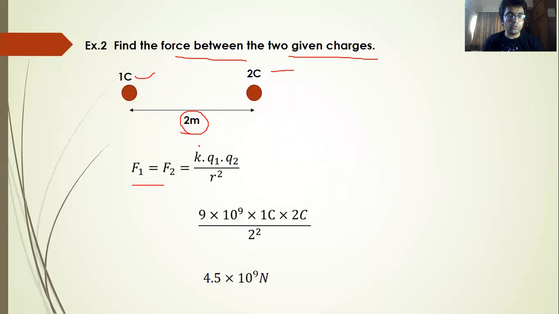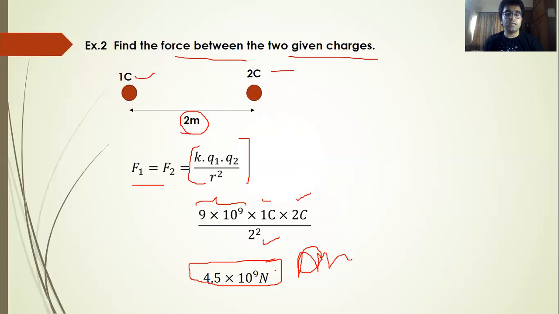We know the force by Coulomb's law is K into Q1 Q2 upon R square. What is the value of K, students? The value of K is 9 into 10 raised to 9, into 1 coulomb into 2 coulomb upon separation square, that is 2 square. By putting the values, this is just a calculation problem. For your practice, you will get 4.5 into 10 to the power 9 Newton. This is the answer. So these are the examples which are directly based on the formulae, which will help you understand Coulomb's law in a fine manner. Okay, thank you.